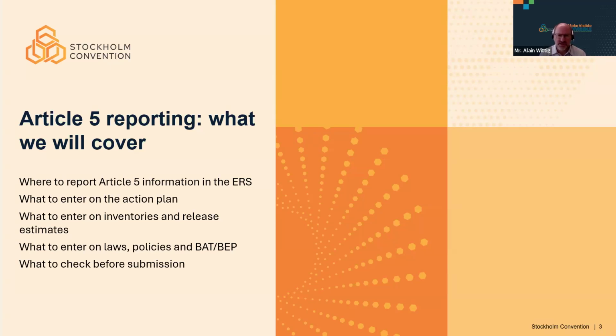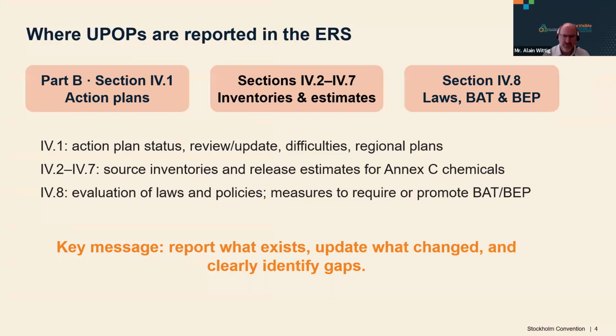Then we'll turn to the section towards the end of that overall section on laws, policies, and BAT and BEP. This is because Article 5 reporting also asks how parties are requiring or promoting measures to reduce releases. And then I'll have a final slide just providing some practical points to check for completeness, to make sure that particular section on UPOPs in Article 5 is complete. Yep, next slide. Thank you. So where UPOPs are reported in the system.